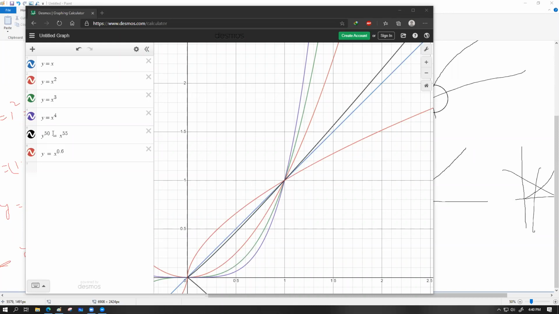1? For all of them? You should calculate. Use your calculator to find out for the second one. Type in your calculator 1 square. What do you get? 1. 1 cube. What do you get? 1. Then 1 to the power 4. What do you get? 1. Then 1 to the power 55. What do you get? 1. 1 to the power 0.6. What do you get? 1. Which means if the x value is 1, irrespective of the power of x, the y value is always what? 1. Which means (1, 1) is a point through which all of these curves should pass.